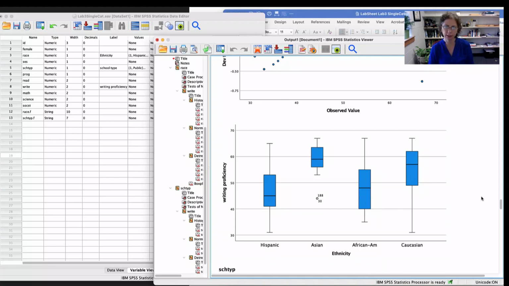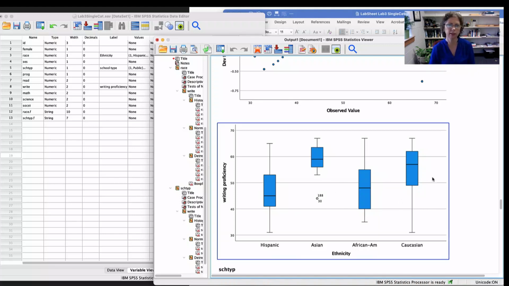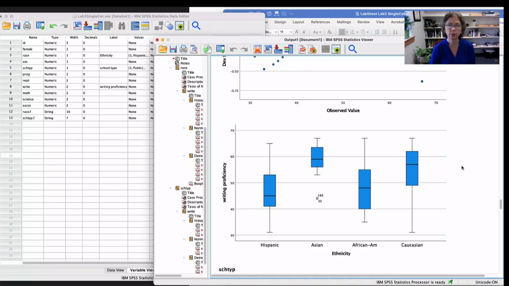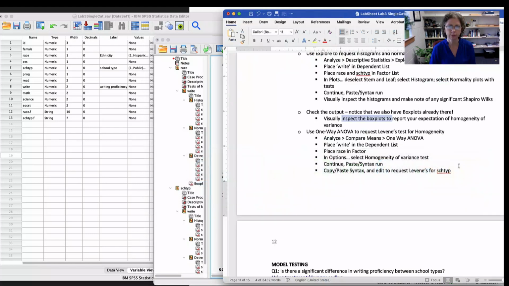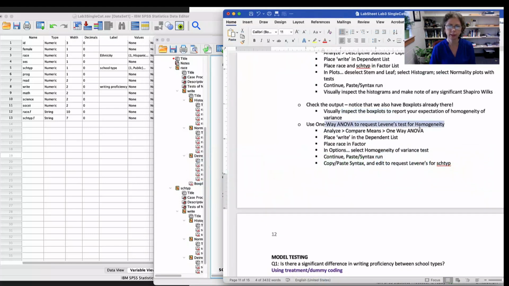Now, to actually get the Levene's test, we're going to need to run a one-way ANOVA for each of these. So using the one-way ANOVA, we're going to request Levene's test for homogeneity. We'll go to Analyze, Compare Means, One-Way, and place write in the dependent list and race in the factor. In Options, we need to select that homogeneity of variance test, and then we'll paste that into syntax.